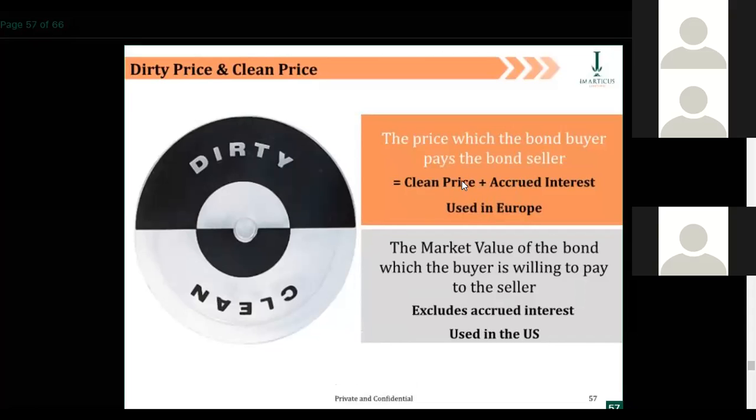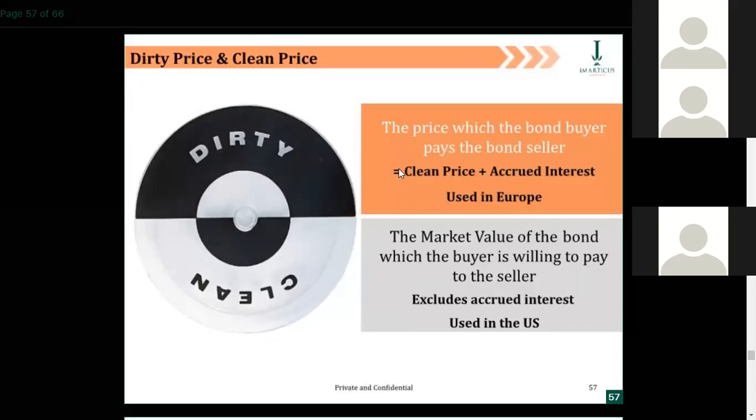Right. So in Europe, the accrued interest would be added to the price of the bond. So that is how bonds are traded in Europe. However, if you look at some other market like the US, you will see this accrued interest is not added to the price of the bond. So then it will be the clean price.